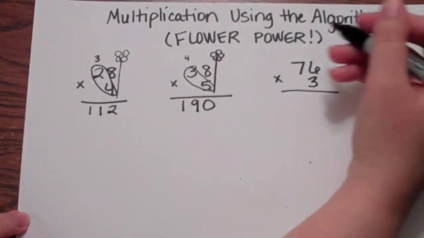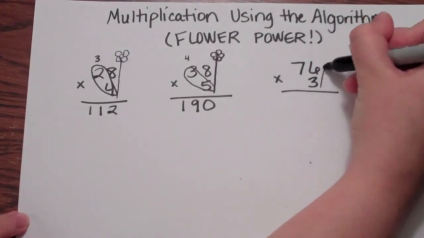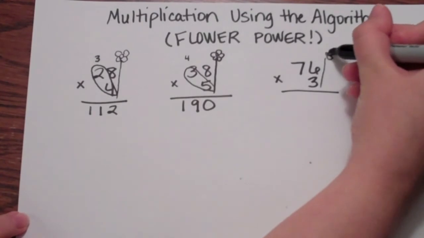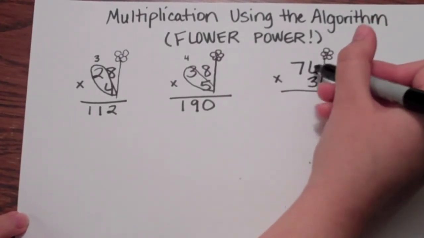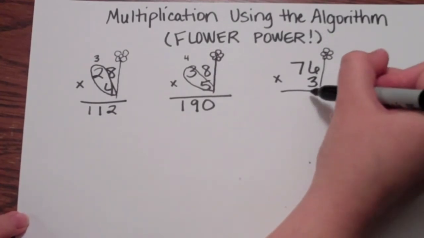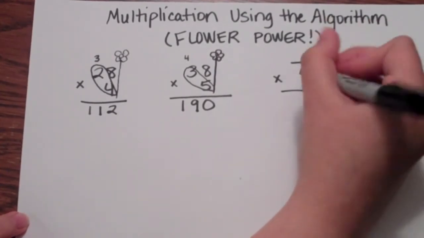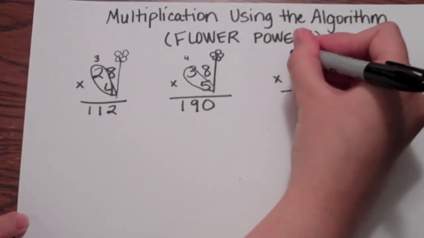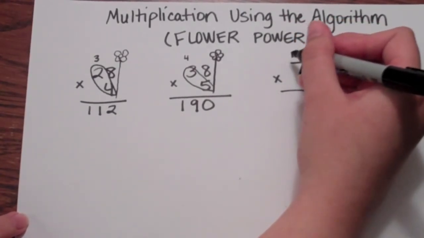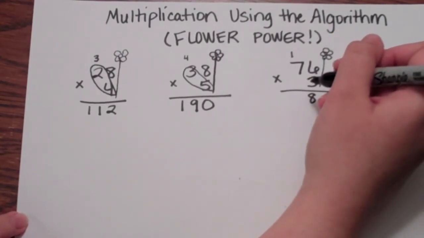The first thing I want to do is draw my stem so I remember to multiply straight up in the ones first. 3 times 6 is 18. I can't fit 18 in the ones place. I have to put my 8 ones in the ones place and carry my 1 ten to the tens place to remember to add on later.